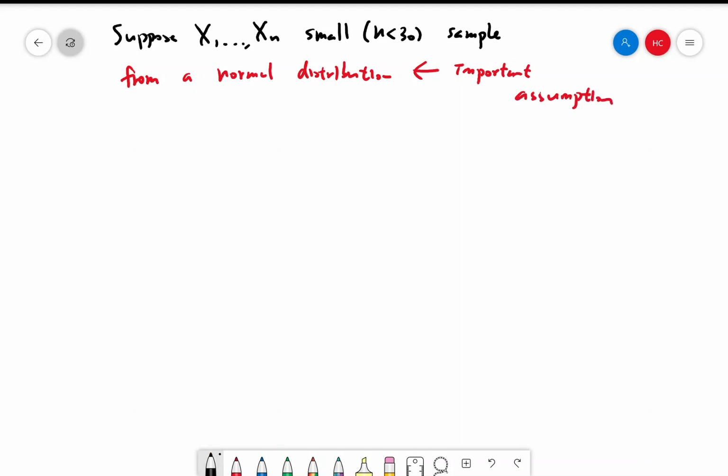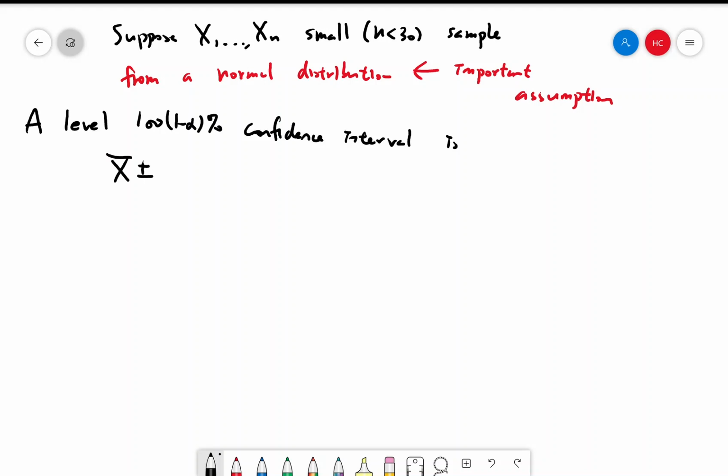But with that assumption, we can construct a level 100 times 1 minus alpha percent confidence interval. We have our usual x bar plus minus, our usual standard deviation divided by the square root of the sample size. But here, instead of z, we have t with degree of freedom n minus 1 and alpha over 2. So the degree of freedom is n minus 1. Right, so that's our formula for the confidence interval.